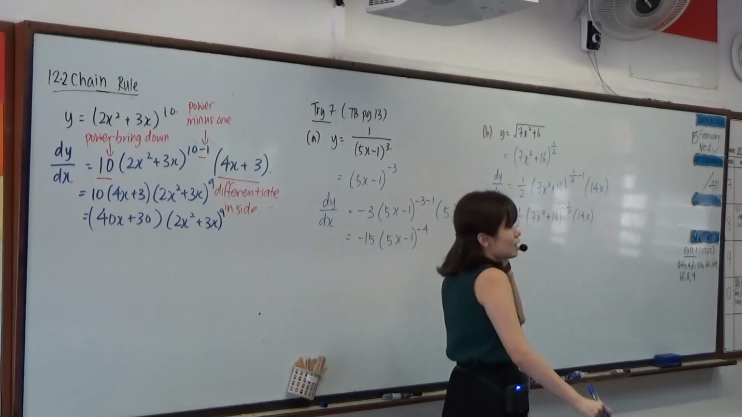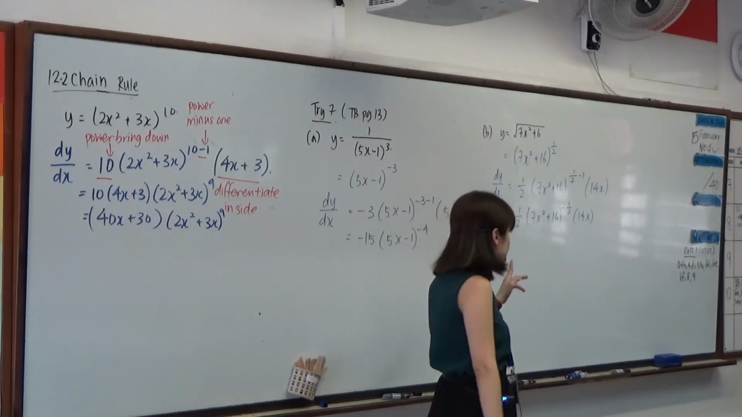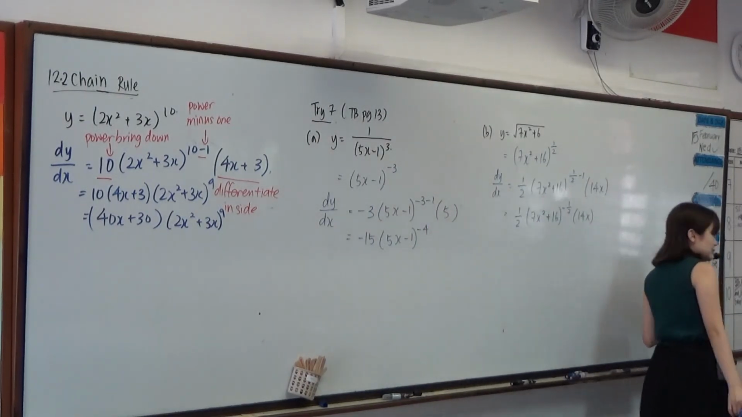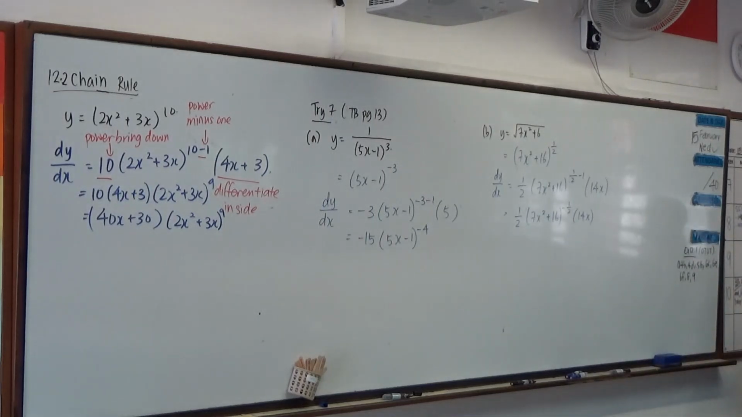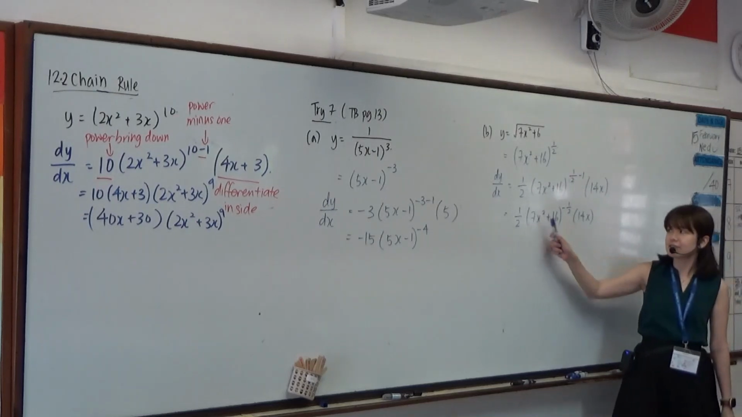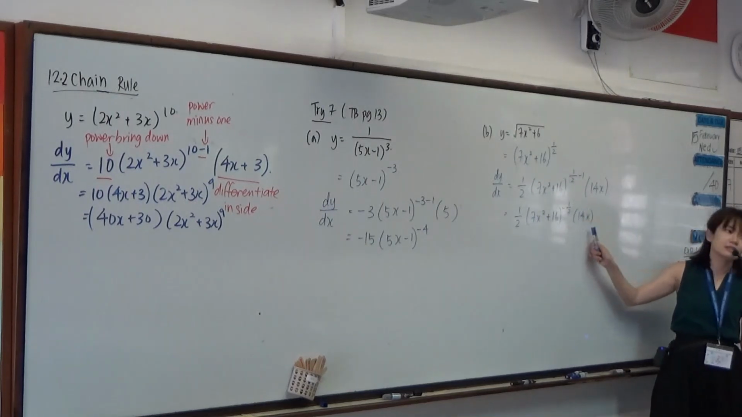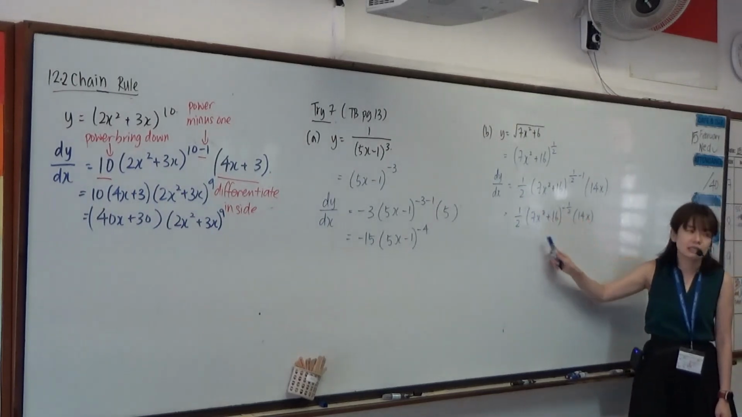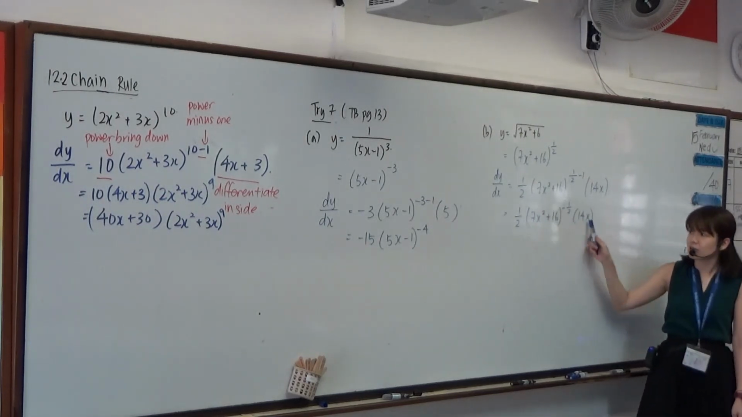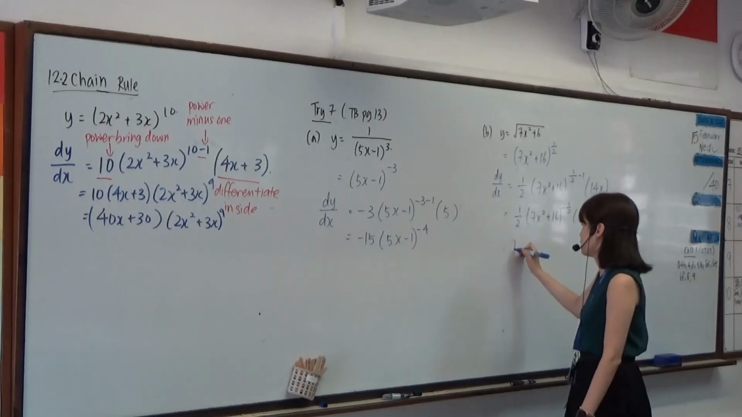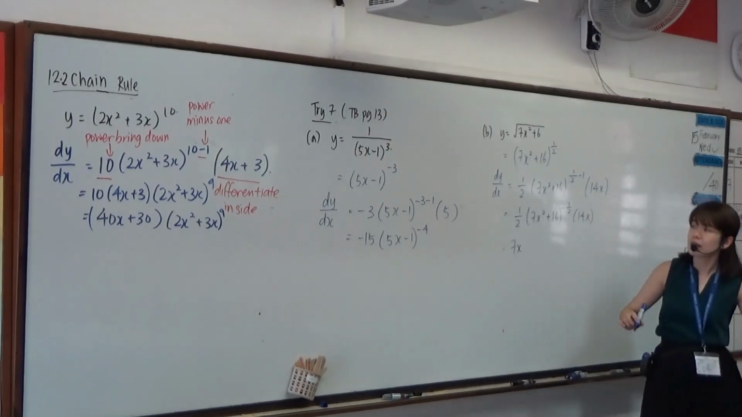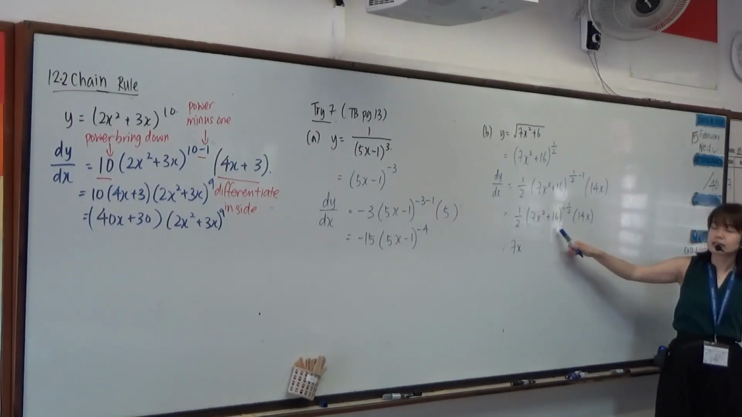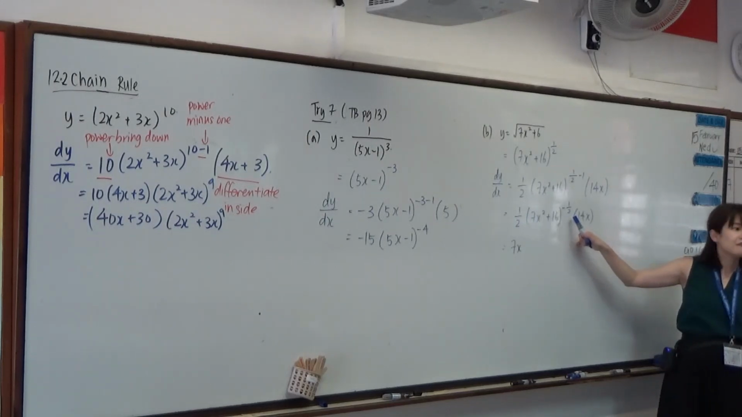Okay, but then the next thing is about simplification. Simplification wise, we are looking at half times this thing times 14x. In other words, it's also the same as half times 14x times this thing. So half times 14x gives us 7x, times 7x squared plus 6 to the power of negative half.